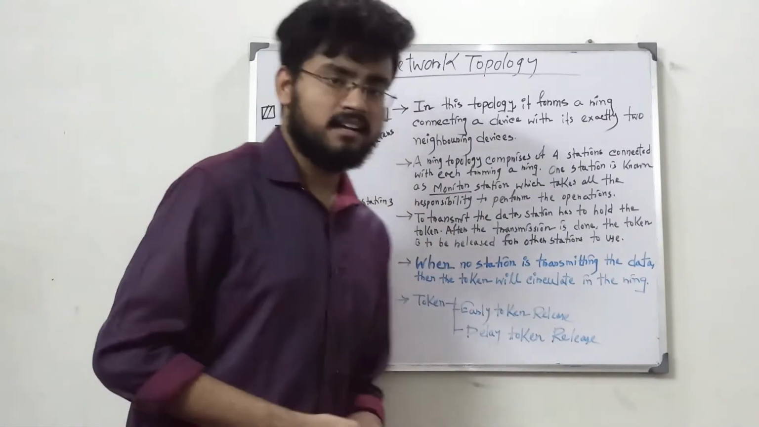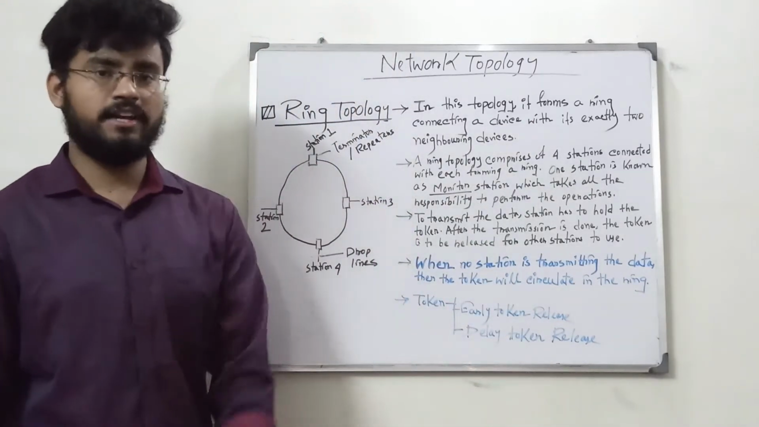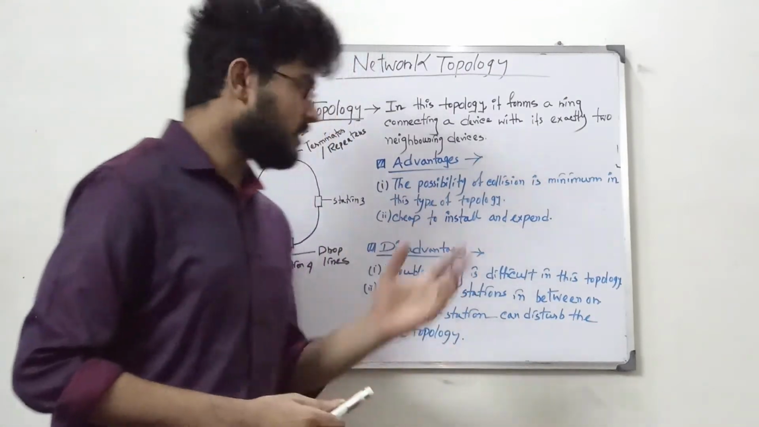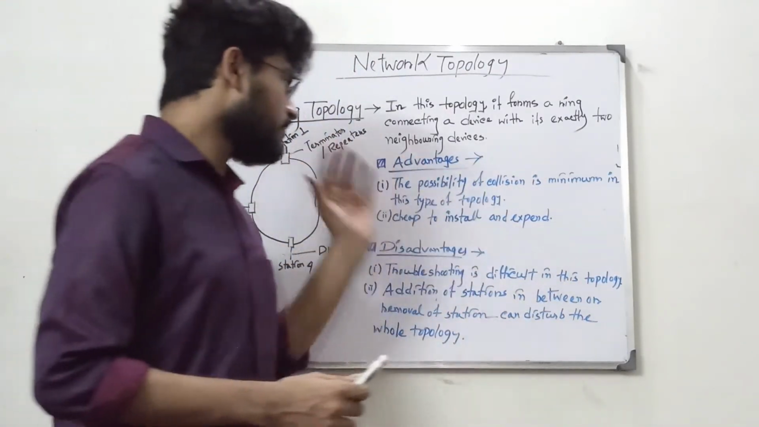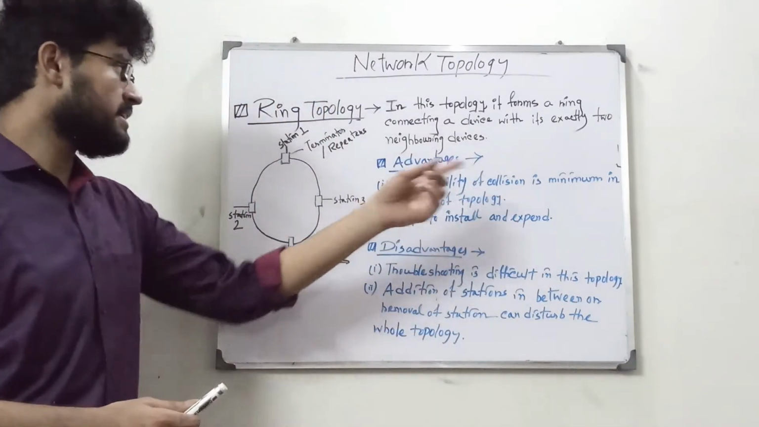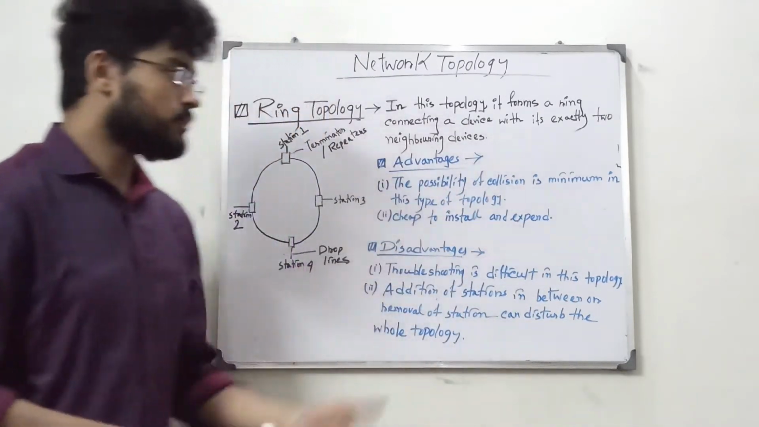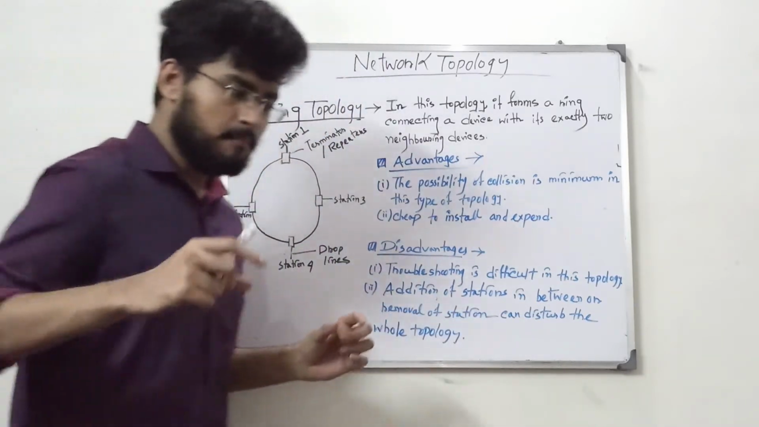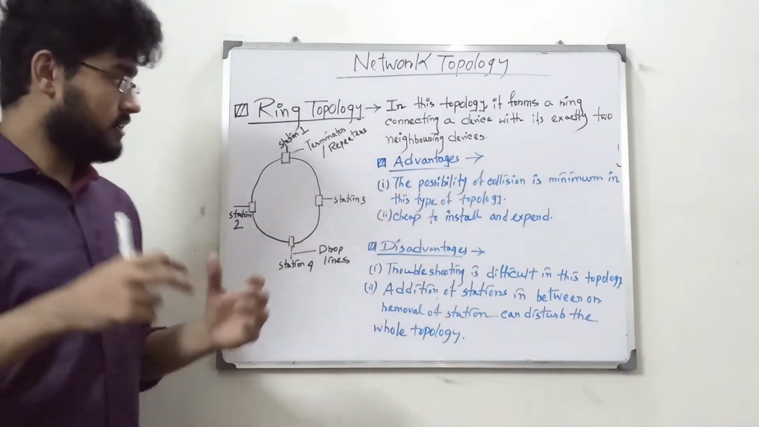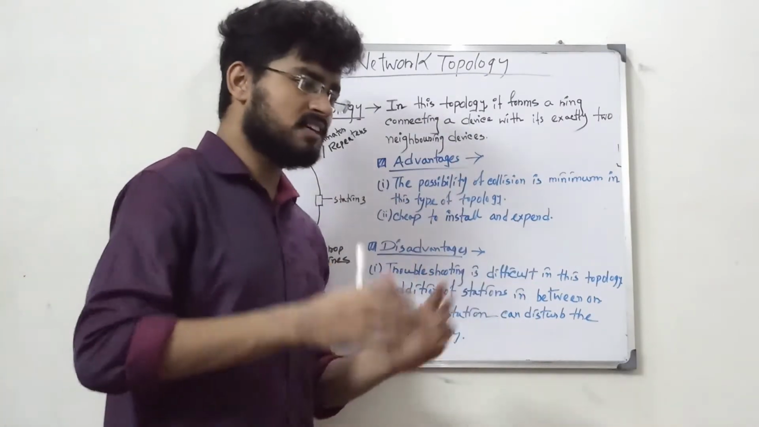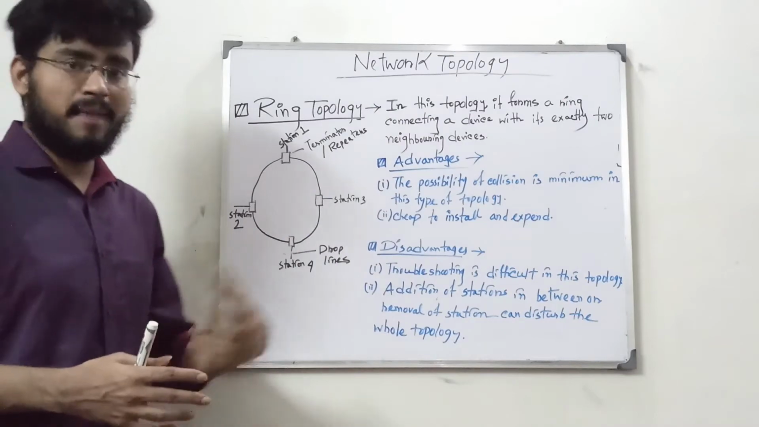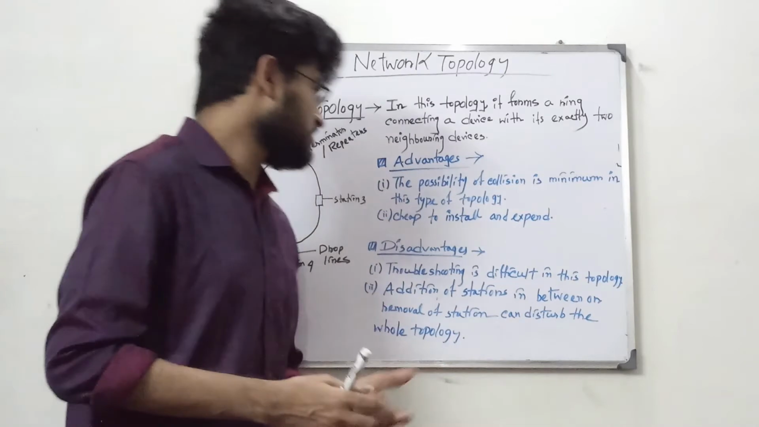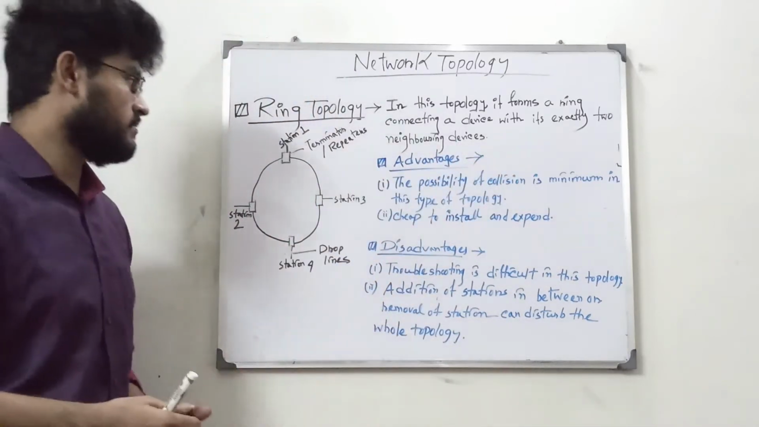So now we will see the advantages and disadvantages of ring topology. First, the advantages. The first is that the possibility of collision is minimum in this type of topology. As we saw in the previous topology, the bus topology, one particular channel takes all the information load, so the collision is maximum in bus topology. But in ring topology, the possibility of collision is minimum.